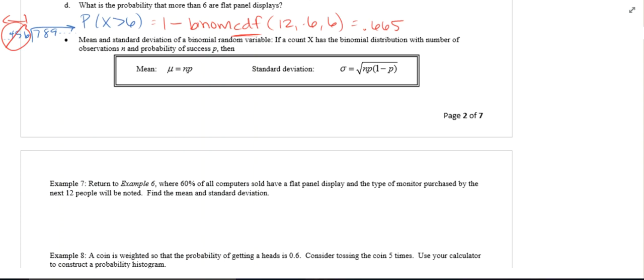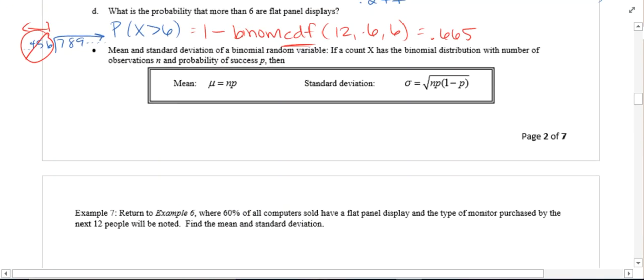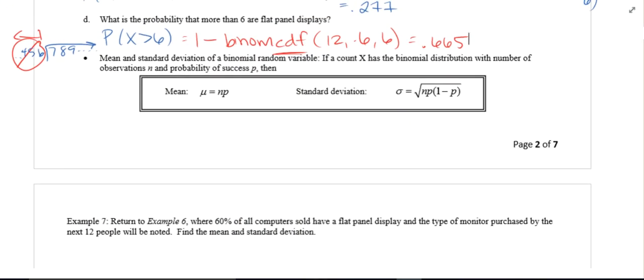Hey AP Stats, we are going to talk some more about binomial distributions today. Where we left off was right where we were starting to talk about the mean and standard deviation. So the mean and standard deviation of binomial random variables, where n is the total number of observations and p is the probability of success. So the mean is just n times p. The standard deviation is the square root of np(1 minus p).